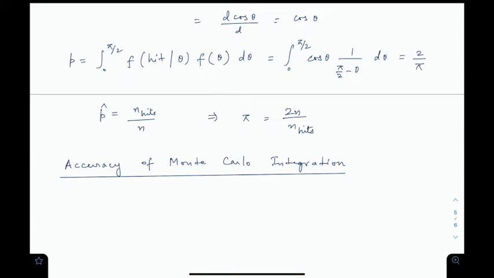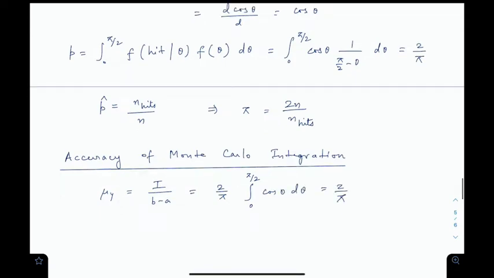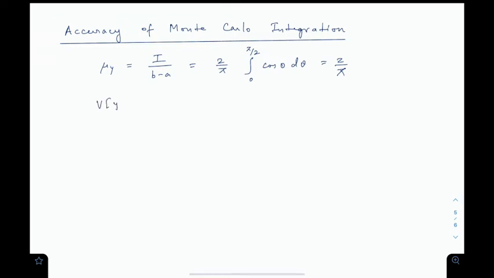So let's say, staying with the Buffon's needle example, in crude Monte Carlo, mu of y, which also comes out as the integral by b minus a, is 2 by pi. And the variance is an integral over cos square theta this time minus the square of the mean. So this comes out as half minus 2 by pi whole square. So numerically this is 0.0947.